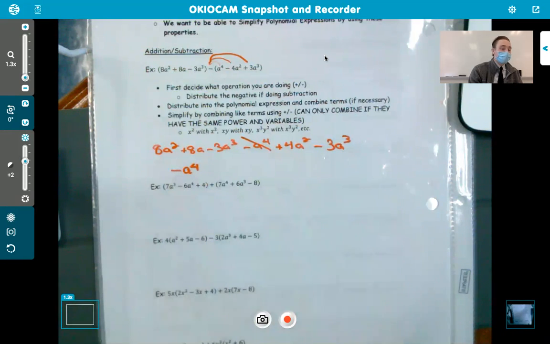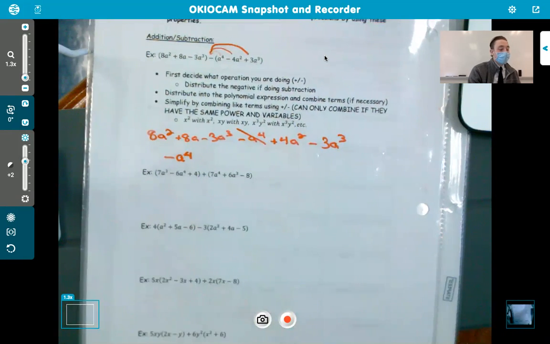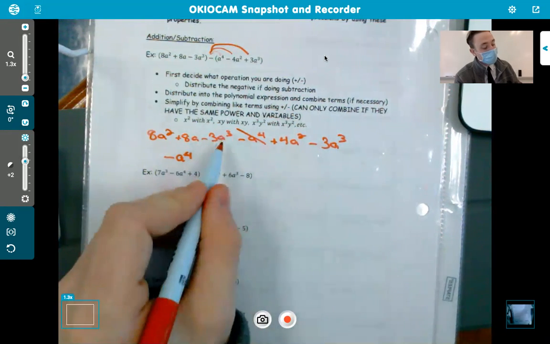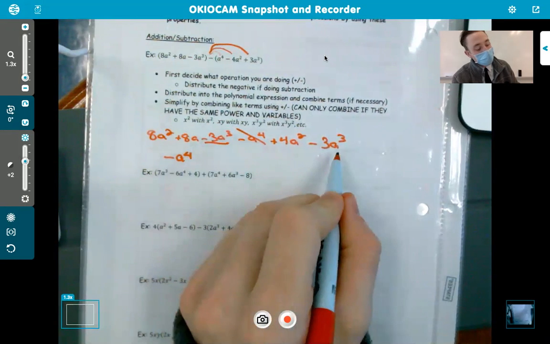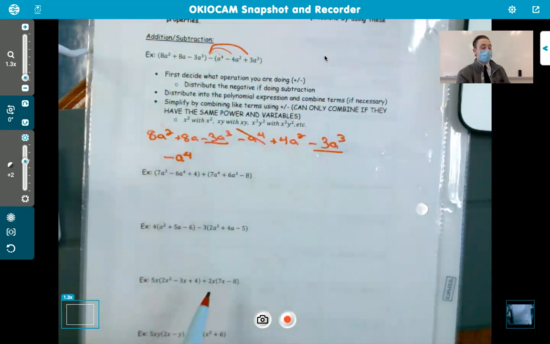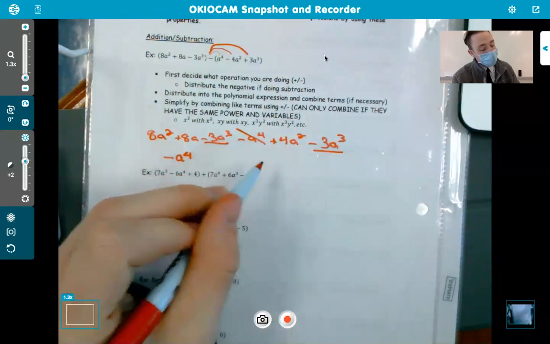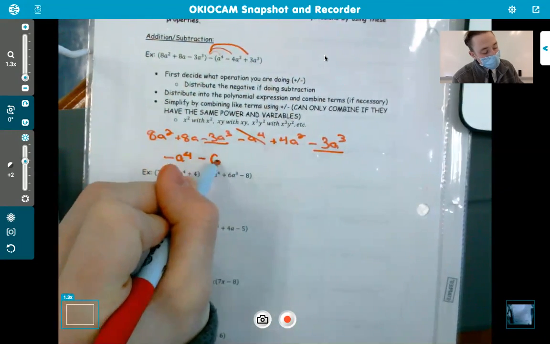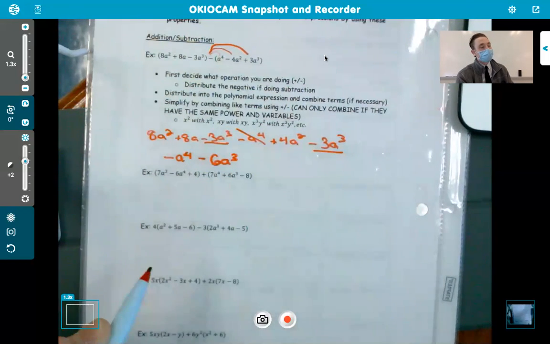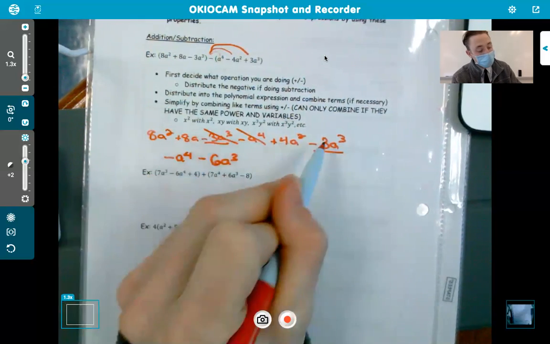You have negative a to the fourth. Then I'm going to go to my a cubed terms. Well, notice that I have a negative 3a cubed minus another 3a cubed. I can only combine the terms that have the same exponent. So I have negative 3a cubed minus 3a cubed. That's going to give me negative 6a cubed. Right? I'm just adding and subtracting. I'm not multiplying at all, so I don't have to add exponents.